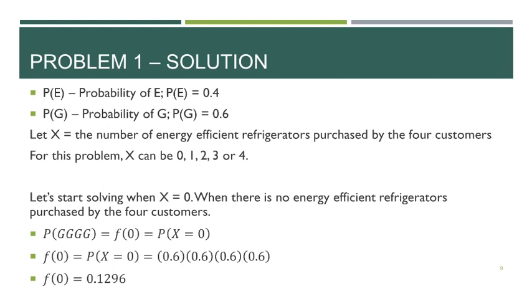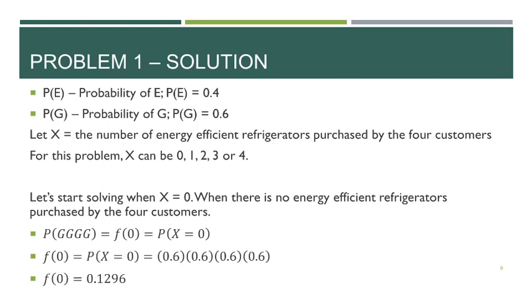If we let x be our random variable, where x is the number of energy-efficient refrigerators purchased by the 4 customers, then for this problem, the random variable x has 5 possible scenarios. First, when no energy-efficient refrigerator, E, is purchased by the 4 customers. Second, when only one E is purchased. Third, when only 2 Es. Fourth, when only 3 Es. And lastly, when all customers buy energy-efficient refrigerators.